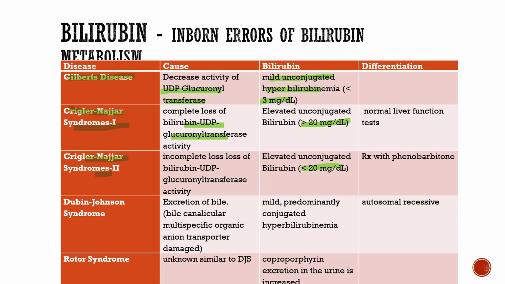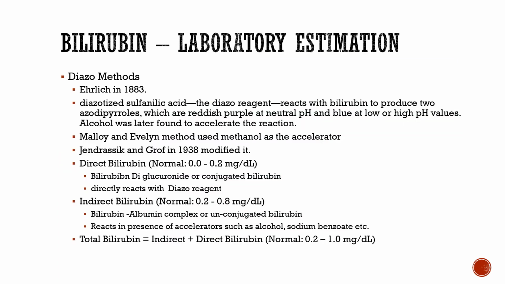Normal liver function tests will be there, and it is treated with phenobarbital. The next one is Dubin-Johnson syndrome. Excretion of bile is affected here. The canalicular multispecific organic anion transporter is damaged. There is a mild, predominantly conjugated hyperbilirubinemia. It's an autosomal recessive disease. The next one is Rotor syndrome. It is similar to Dubin-Johnson syndrome, and coproporphyrin excretion in the urine is increased.